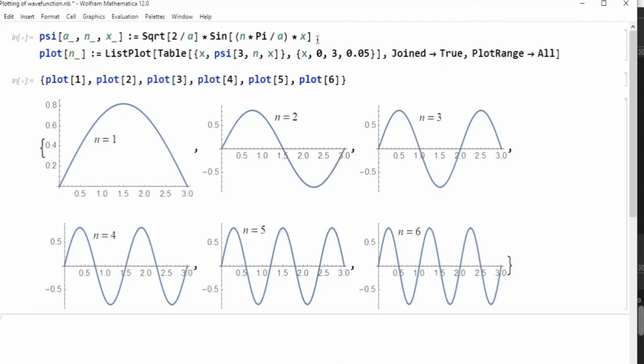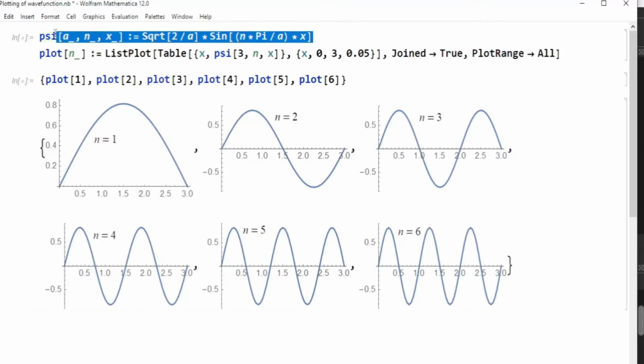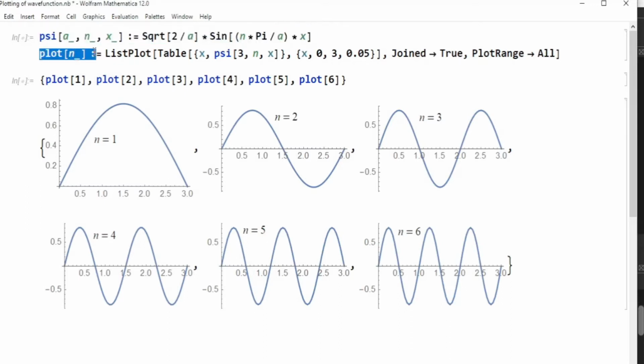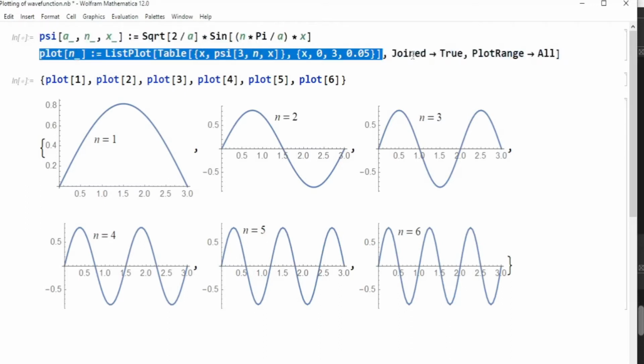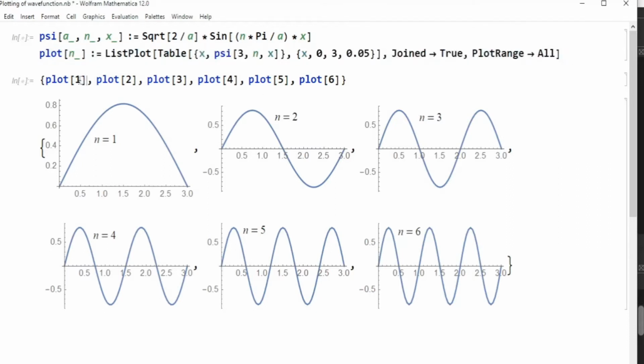Here I have written a small program for plotting the wave function. I asked Mathematica to plot the wave function for different values of the quantum number n, and I have chosen the values n equal to 1, 2, 3, 4, 5 and 6. So I plot the wave function for 6 different values of quantum number. Mathematica gives me these plots.